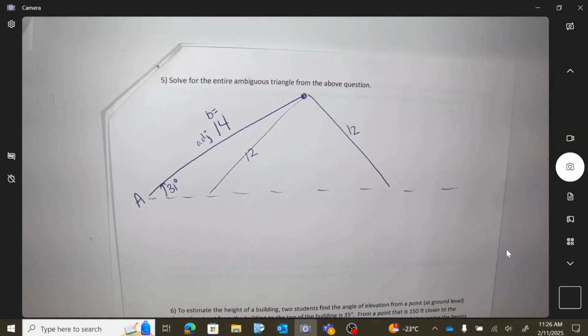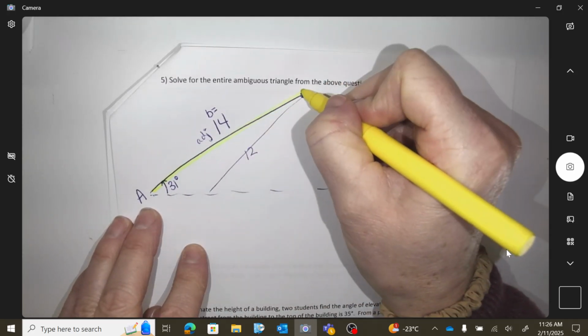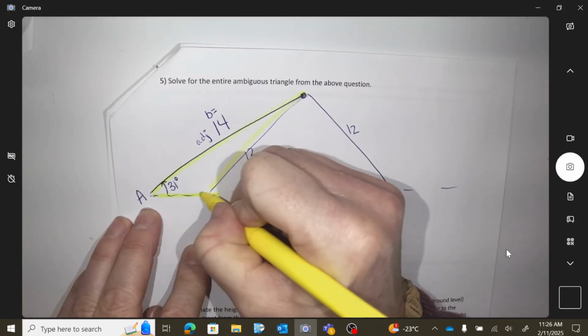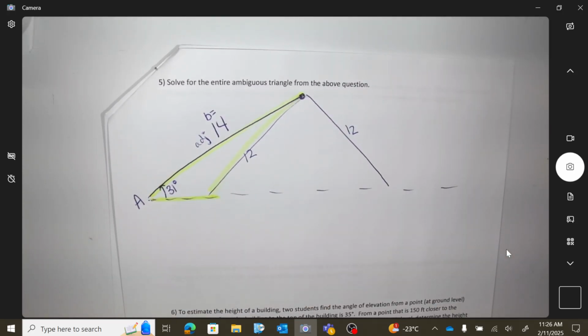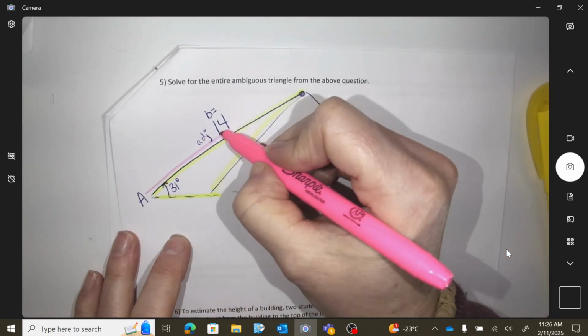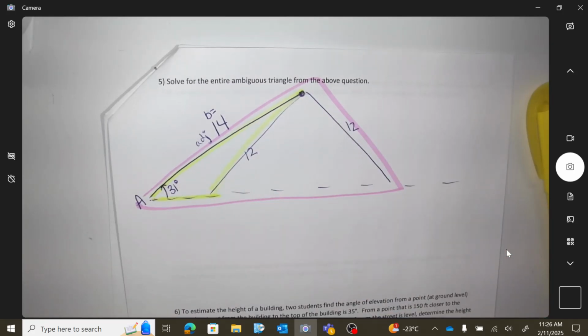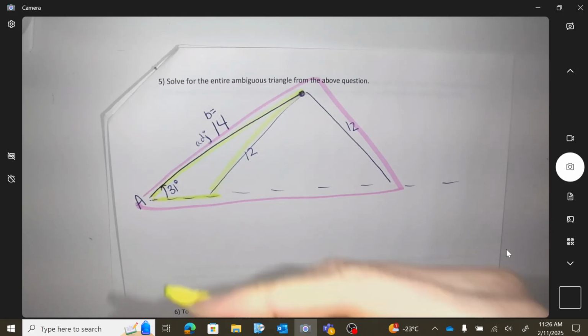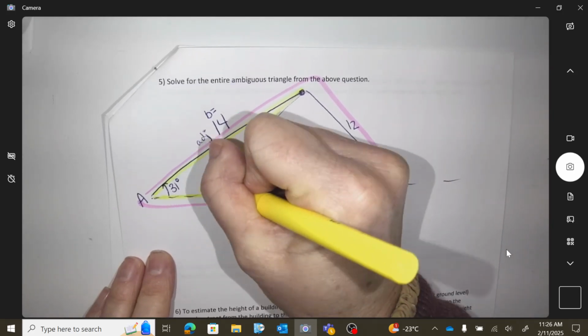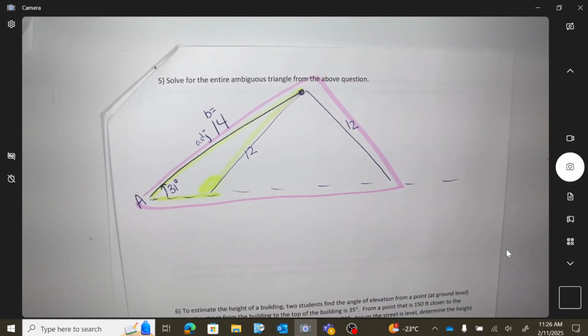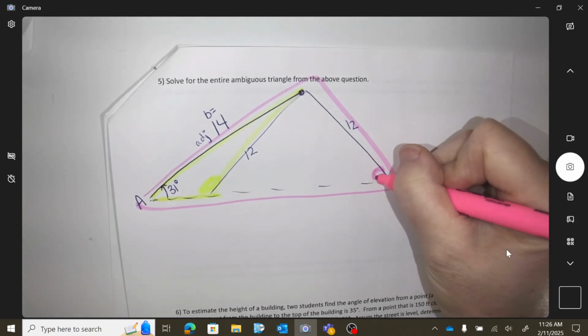So when I draw this, you can see my yellow triangle is called an obtuse one. And then my pink is called my acute one. Always have to draw it, that's going to have an obtuse and that's going to have an acute.